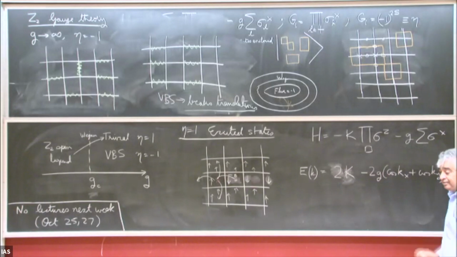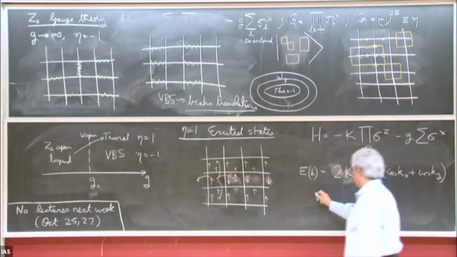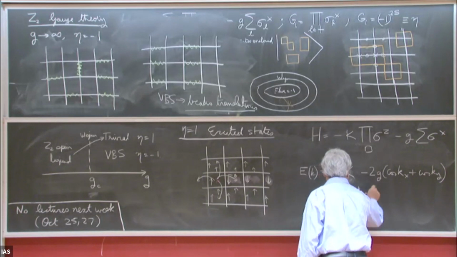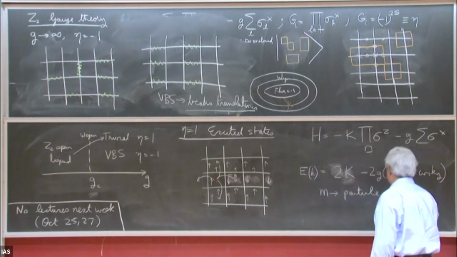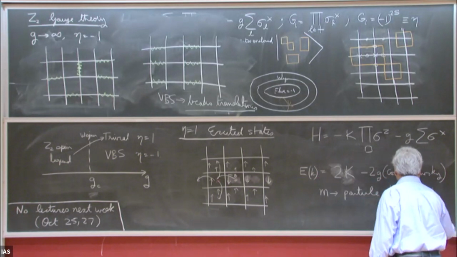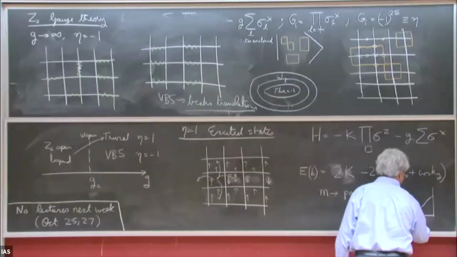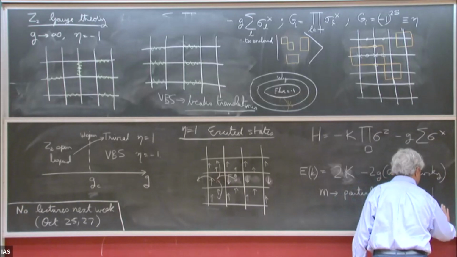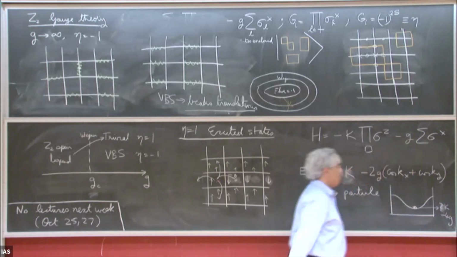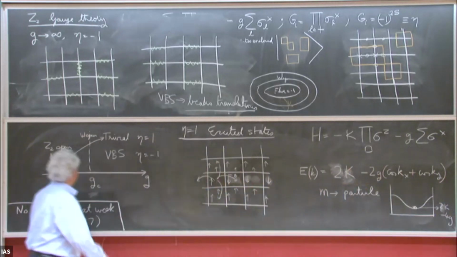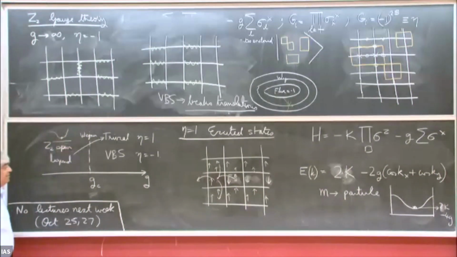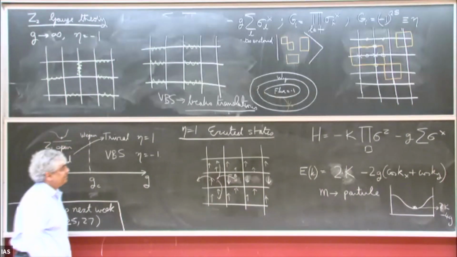It can't be created on its own. This is, of course, the m particle. And it has some dispersion in momentum space with a minimum here. So this minimum is E 2k minus 4g. So that's the particle over here. We have a particle sitting there and it can move around.